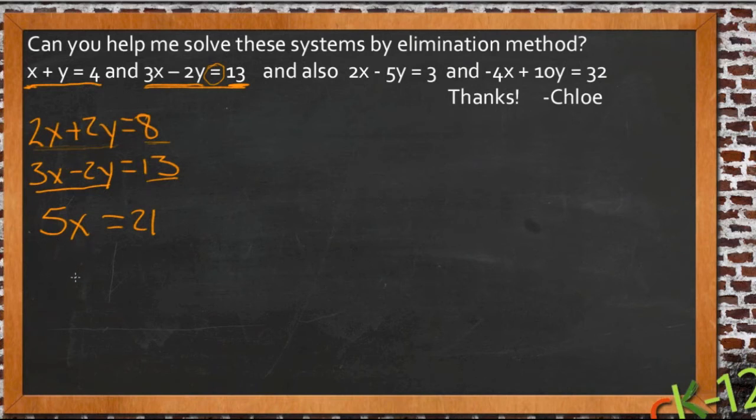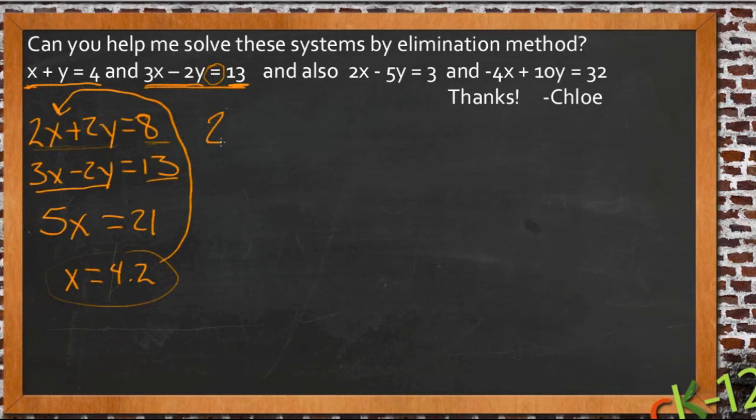Now I divide both sides by 5, and I get x equals 4 and a fifth, 4.2, right? So if x is 4.2, then that's correct for both equations. I can take that bit of information and substitute it back into one of the equations to solve for the other variable. So now I have 2 times 4.2 plus 2 times y equals 8. 2 times 4.2 is 8.4.